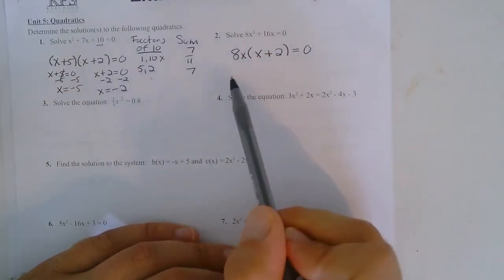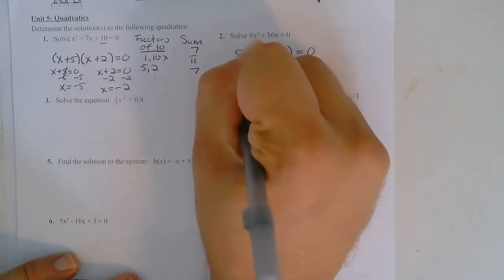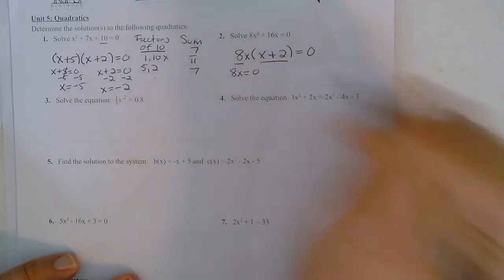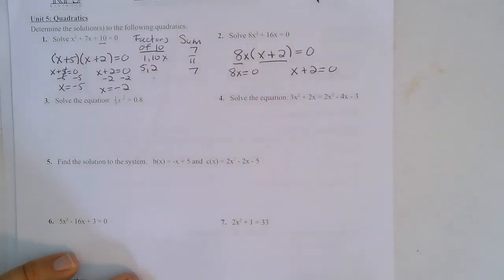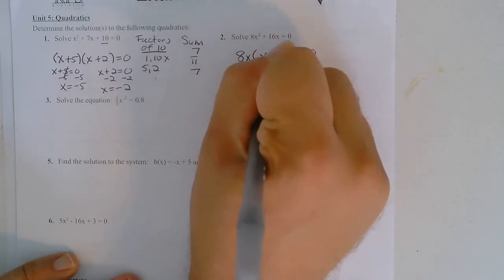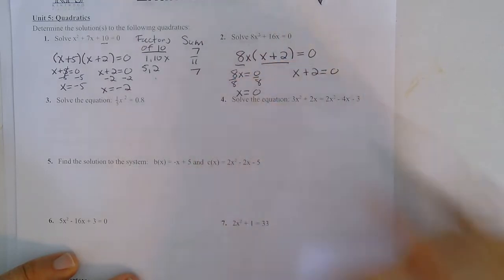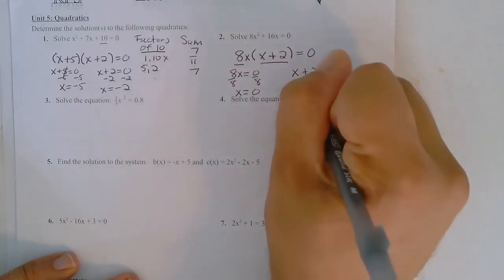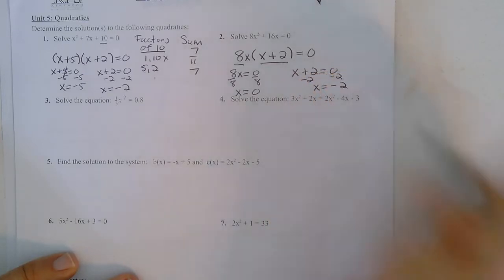And now I'm going to use the zero product property and set both factors equal to 0. So we have 8x equals 0 and x plus 2 equals 0. So then from there, you would divide both sides by 8 on this equation, and we would get x equals 0. And then here, you can subtract 2 from both sides and get x equals negative 2.